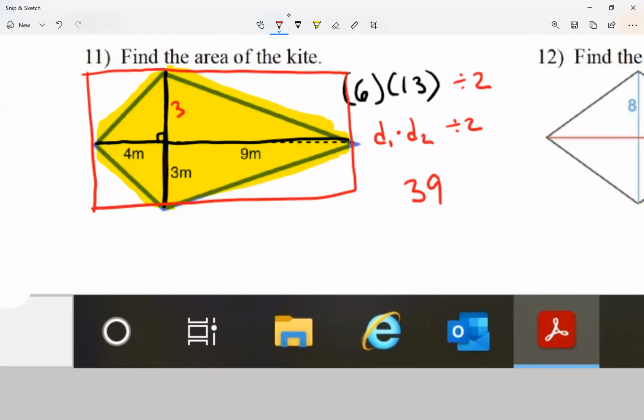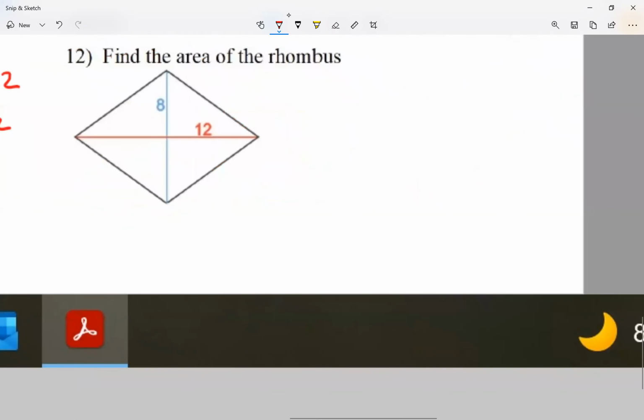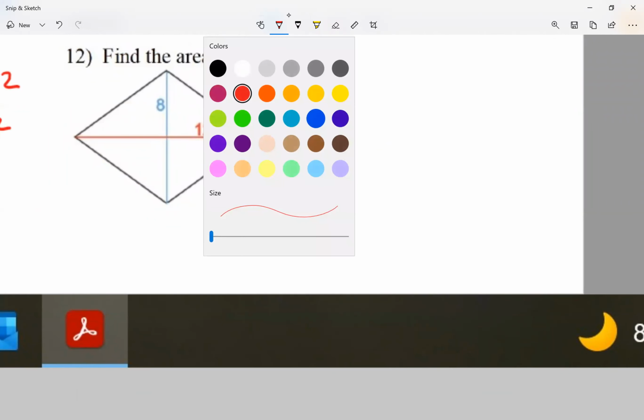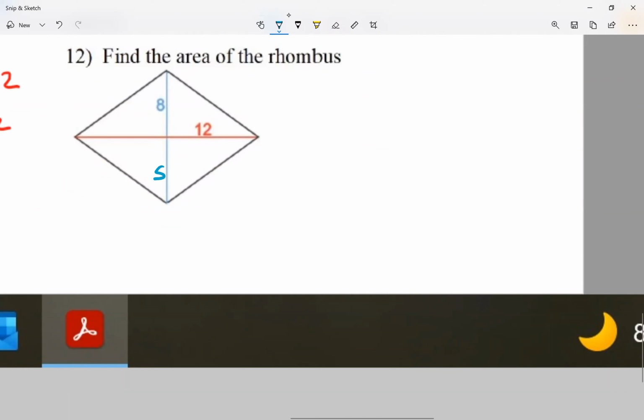On the kite, only one side gets cut in half. One of my diagonals, you guys see 3 and 3. There's a diagonal that was cut in half. The other one is not. For a rhombus, both diagonals get cut in half. So looking at the blue diagonal, I see an 8. So this other side at the bottom must also be 8. I see a 12, so this side is also 12.